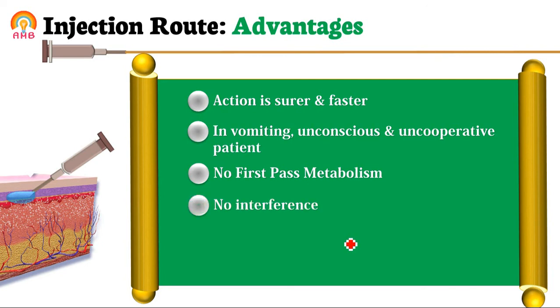Next advantage is that there are no chances of interference by food or digestive juices for absorption of the drug. That is possible in case of oral route. If the drug is taken by oral route, food delays the absorption of drugs, and digestive juices may degrade the drugs. But if the drug is taken by injection route, no such interference by food or digestive juices is there. That is the advantage of injection route.